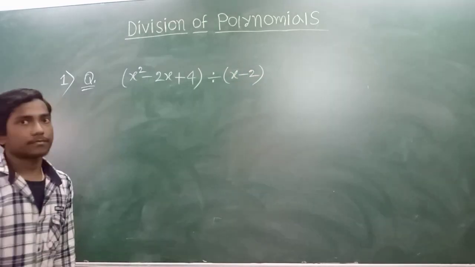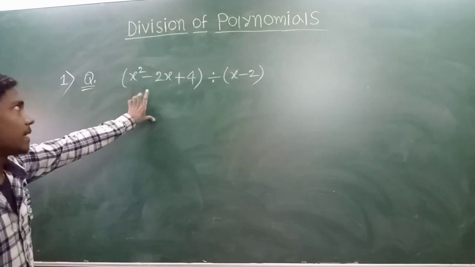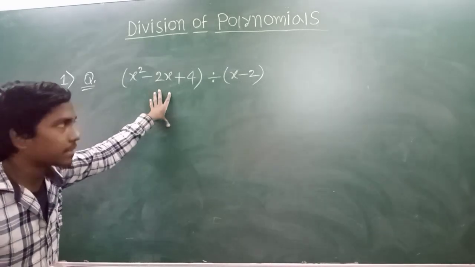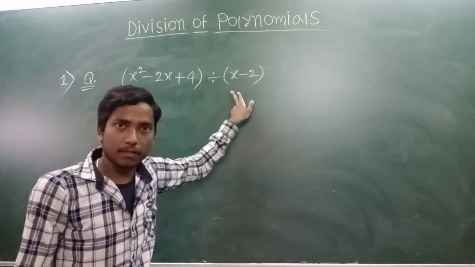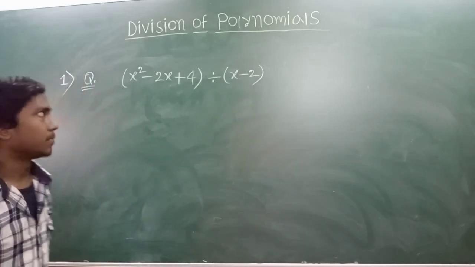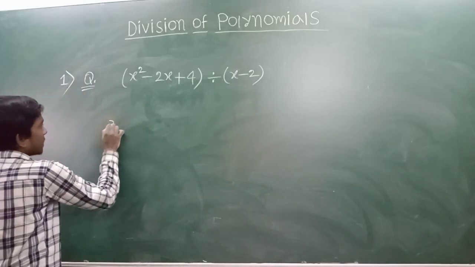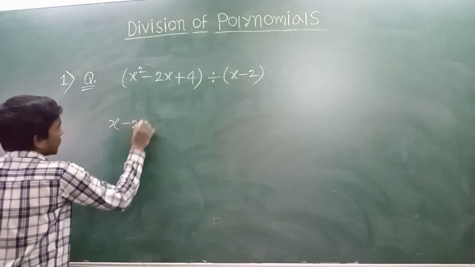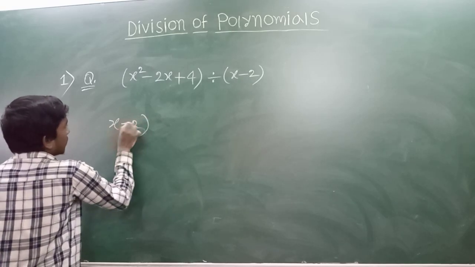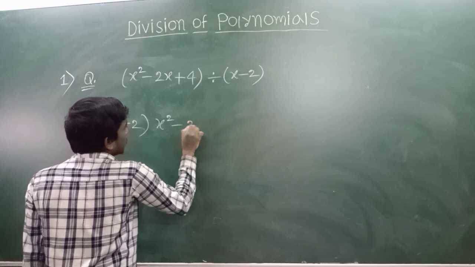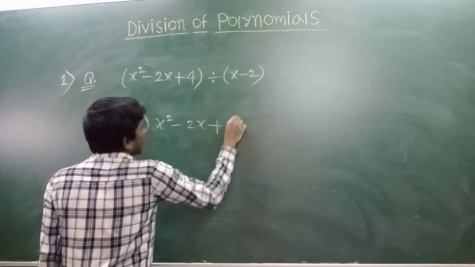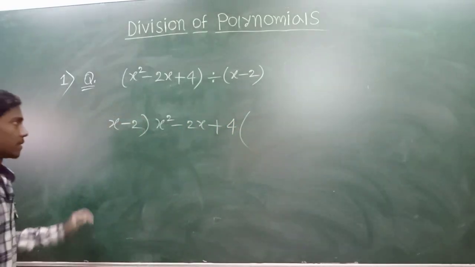Okay students, so you can see here the dividend consists of 3 terms, so it's a polynomial in x, and the divisor also consists of 2 terms, so this is also a polynomial. Now we will write here x minus 2 and here x squared minus 2x plus 4. Okay students, okay sir.